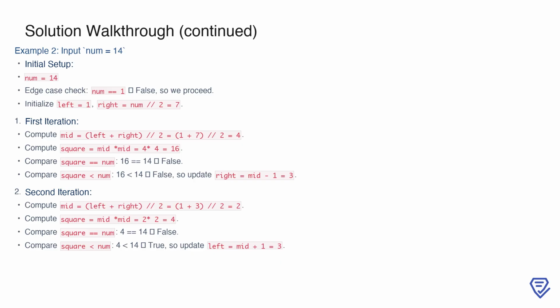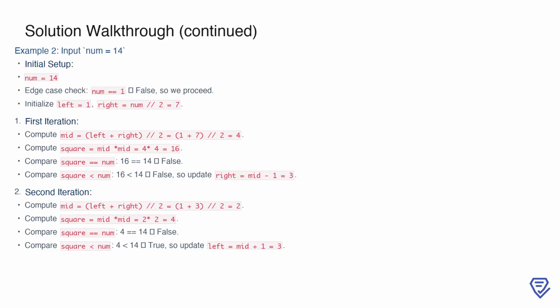Now let's work through the second example with number equals 14. As before, we start with the initial setup. The input 14 is not equal to 1, so we proceed, initializing left equals 1 and right equals number // 2, which gives right equals 7. In the first iteration, we calculate mid equals (left plus right) // 2, resulting in mid equals 4. Then we compute square equals mid*mid, and 4*4 equals 16. Since 16 is greater than 14, we adjust our range by setting right equals mid minus 1, so right becomes 3.